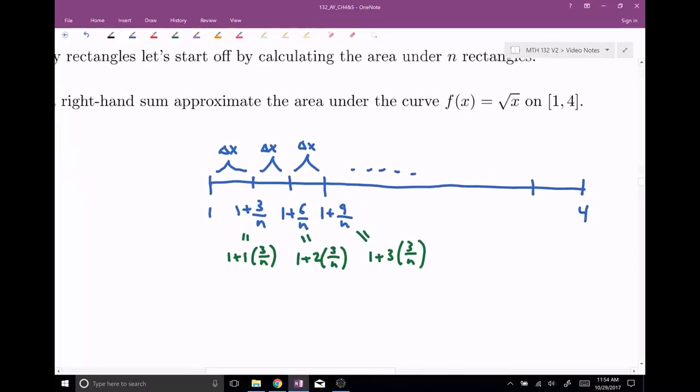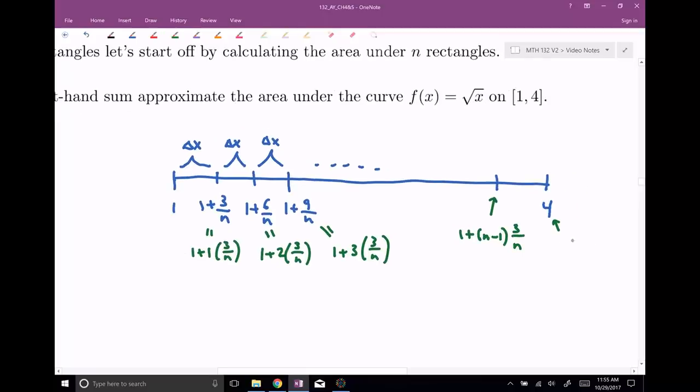And so all the way over here, for instance, this is going to be 1 plus, let's see, n minus 1, right? We broke this up into n pieces, n minus 1, 3 over n's. And then finally, this last piece, this 4 right here, so that's this one right here. So the 4 is going to be 1 plus n, 3 over n's. And is that the same thing? Well, yeah, the n's perfectly cancel and you get 1 plus 3 is indeed equal to 4.